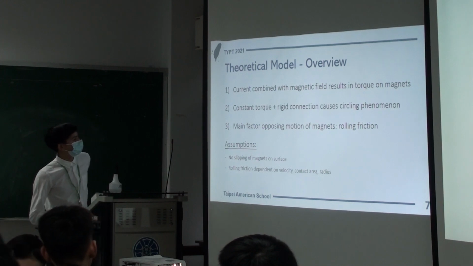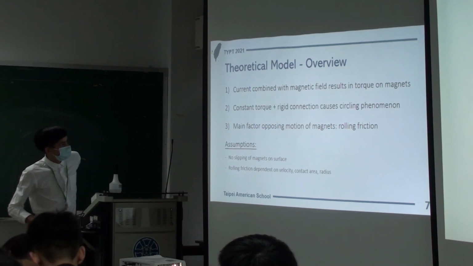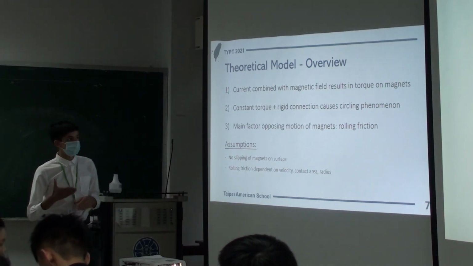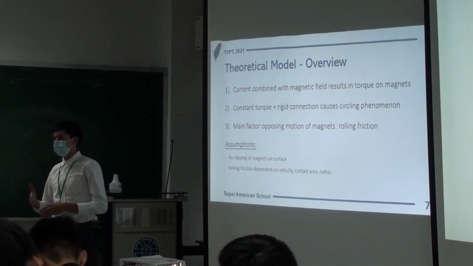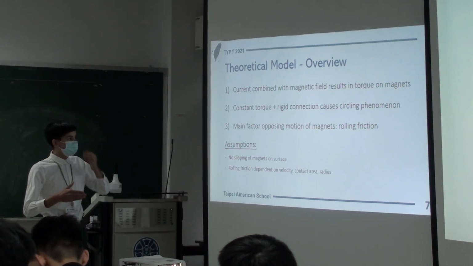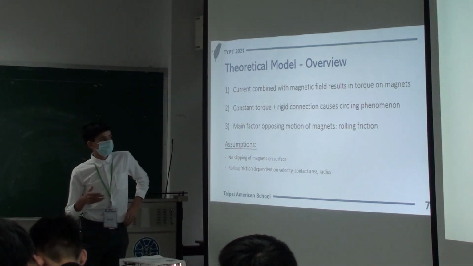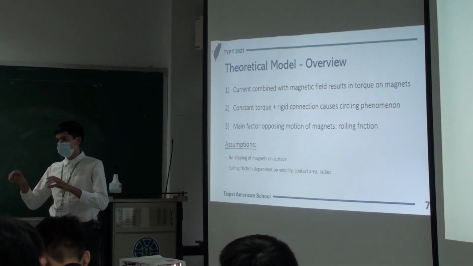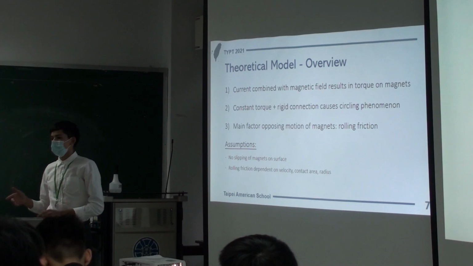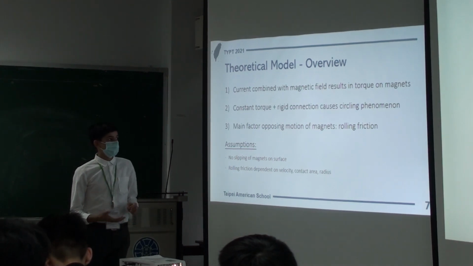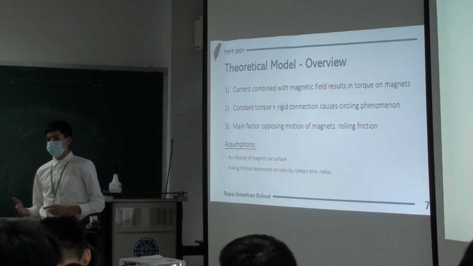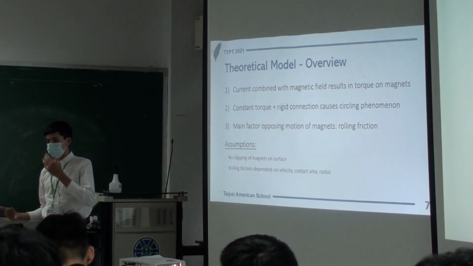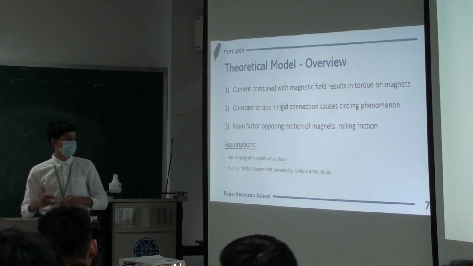So for our theoretical model, basically the current, as we showed before, combined with the magnetic field, using the right-hand rule, we can see provides a force in one direction, which ends up being a torque on the body. And this constant torque and the rigid connection between the magnets and the battery causes it to move in basically a perfect circle around the center point. And the main factor that opposes the motion of the magnets, because there's the magnetic force, what opposes that is the rolling friction on the edge of the magnets.